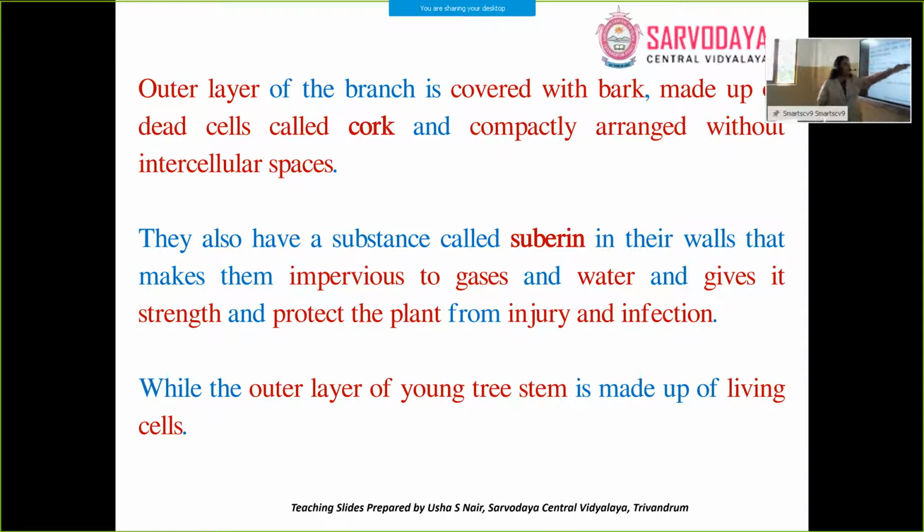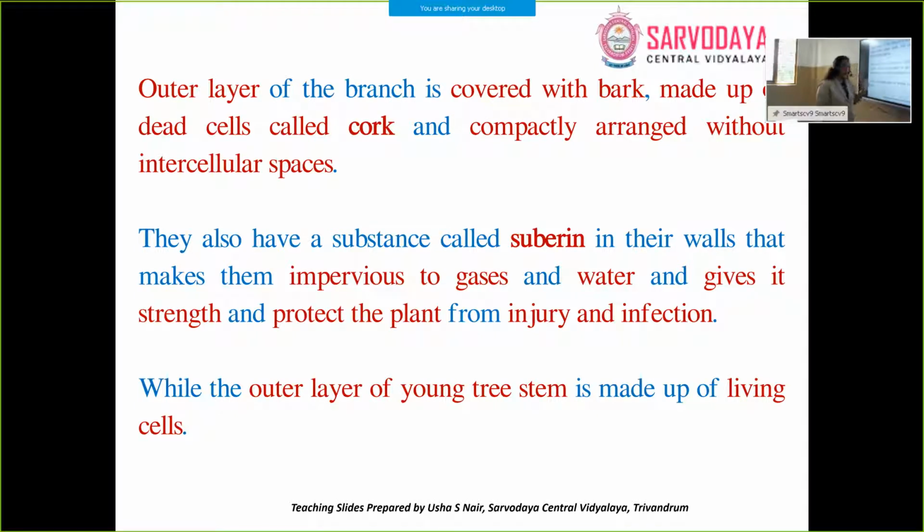Now you should see how they protect. They also have a substance called suberin in their walls. Earlier we had the substance cutin, here we have suberin in their walls that makes them impervious to gases. Impervious means impenetrable, they will not allow fluid to enter. Because of this substance, it is impervious to gases and water, gives strength, and protects the plant from injury and infection. If this substance is not there, it becomes a problem for the plant.